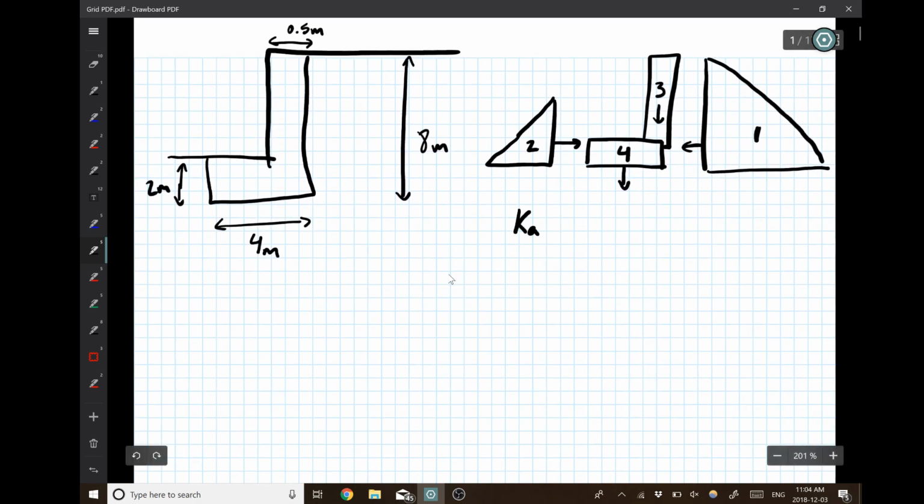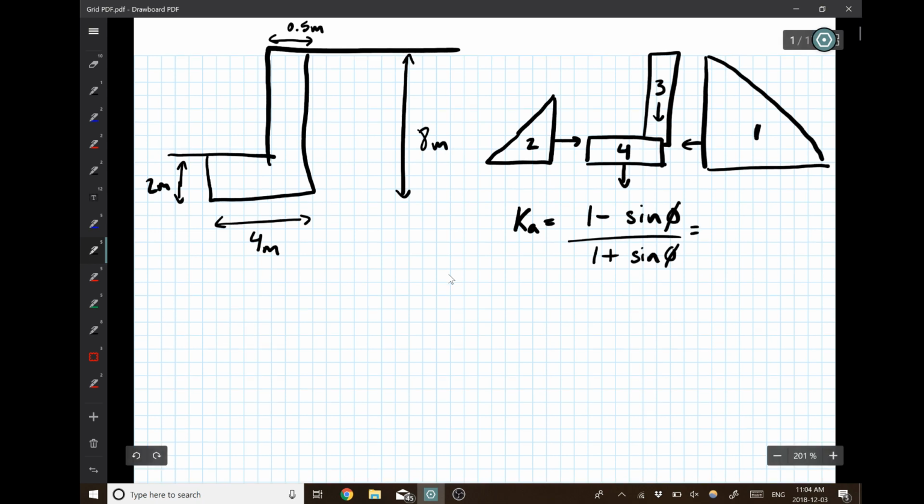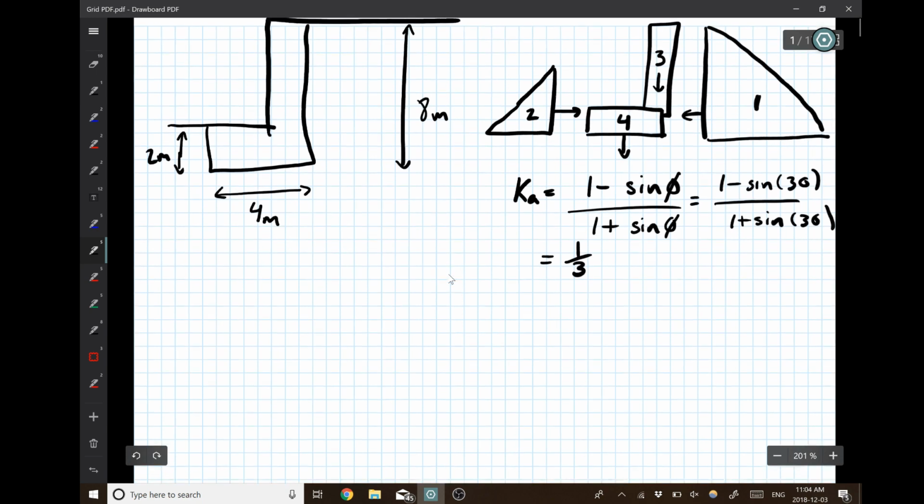So we know that Ka is equal to (1 minus sine of phi) over (1 plus the sine of phi). And we know phi is 30 degrees from our question. Which we get as 1 over 3. And we know that Ka times Kp is equal to 1. So Kp must be equal to 3.